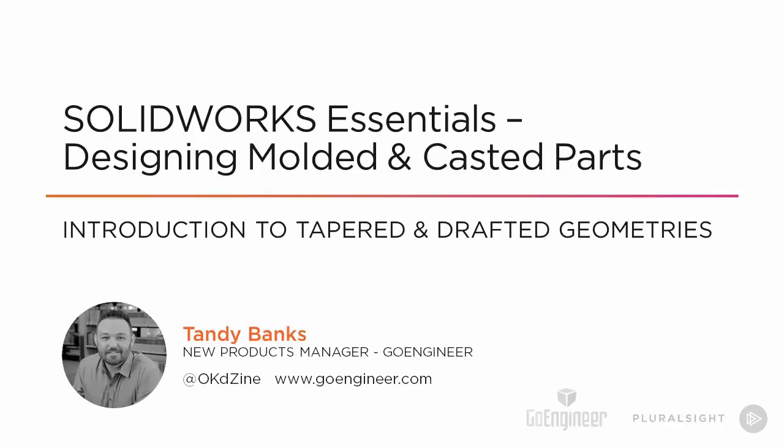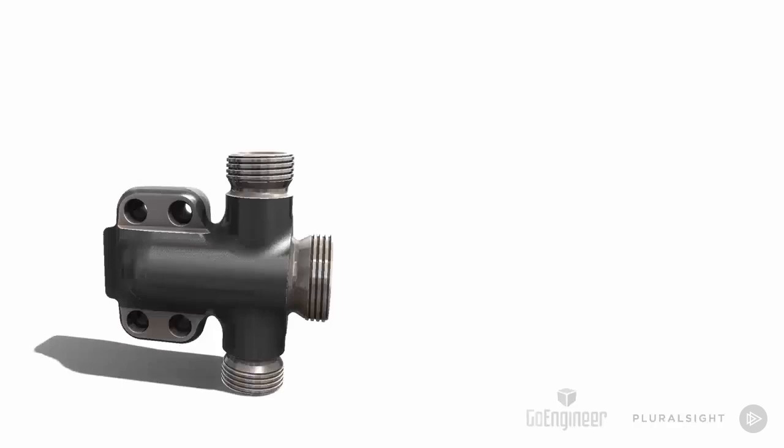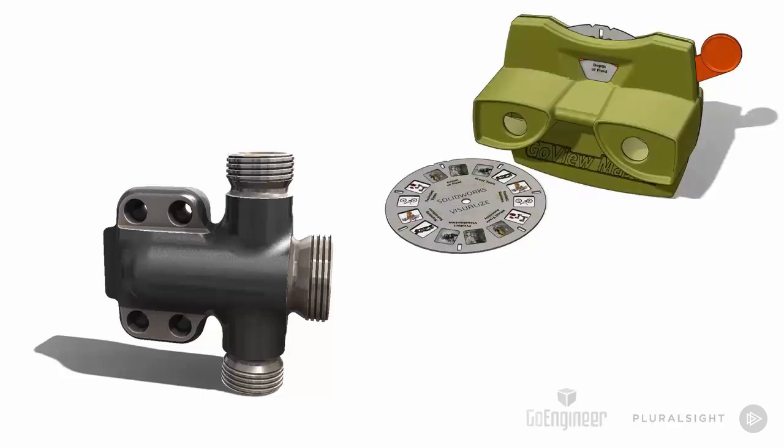This first module is Introduction to Tapered and Drafted Geometries. Through this module, we're going to learn how to make geometries that might be used as a machined part, where we start with a cast or a forged geometry, and then we'll move on to more complex shapes like something that would be used in the plastic injection molding industry.